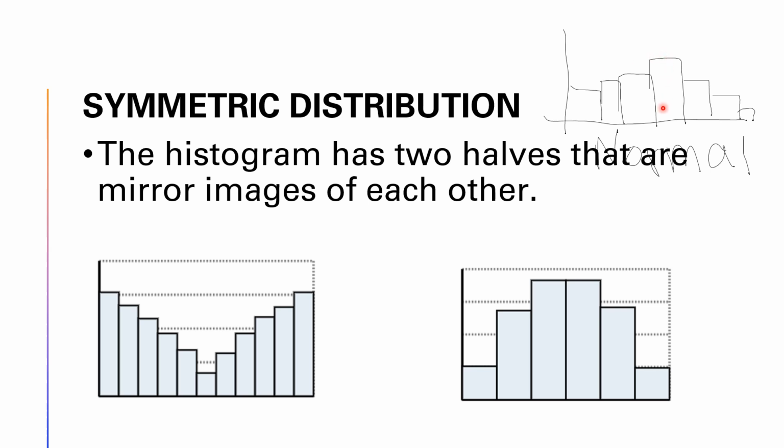So it has two halves. Here's the left half, and it mirrors the right half. All right, but here you have sort of the opposite of the normal distribution, where you have two peaks. You have one on the left, one on the right. This would be an example of a bimodal symmetric distribution. So this has two peaks, so we would call that bimodal.